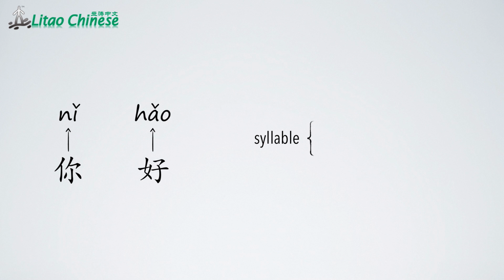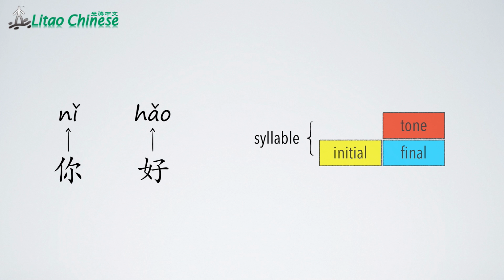A pinyin syllable is usually formed by a combination of one initial, one final, and one tone. And the tone is always on the top of the final. So here, the n and h are initials. The a, ao are finals, and above the finals are tones. In Chinese, there are 21 initials, 36 finals, and 5 tones. Sometimes a syllable can also stand without an initial.